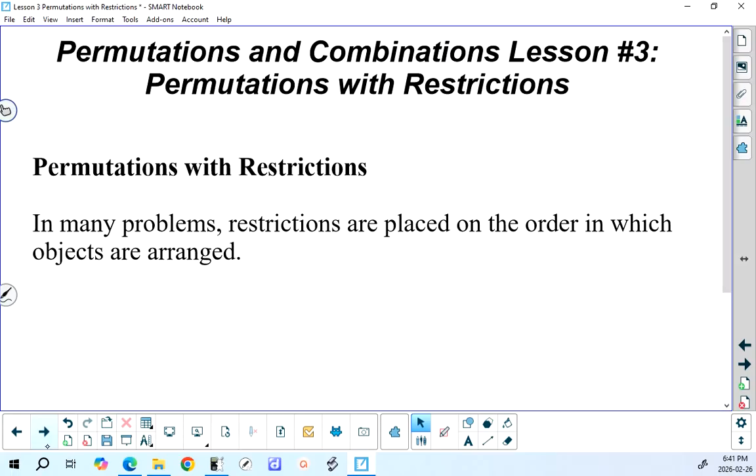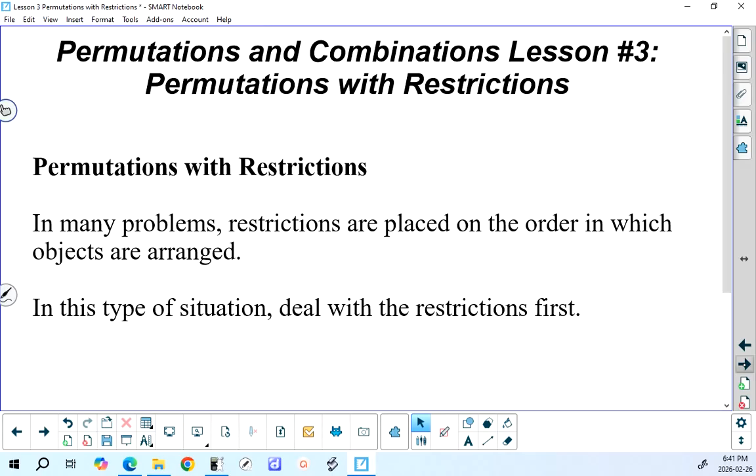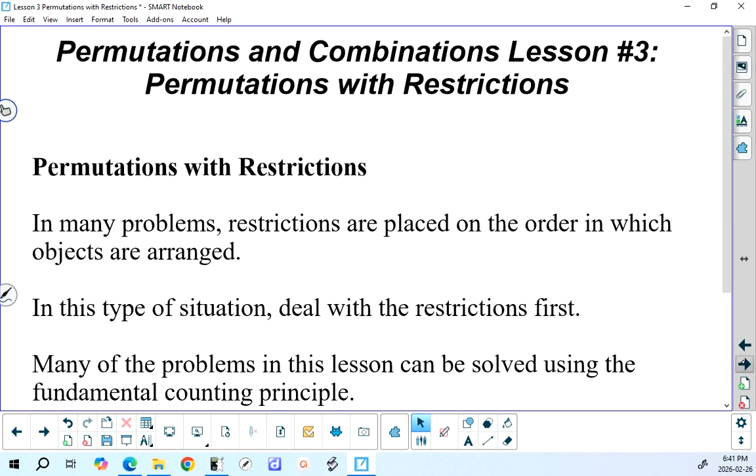The important thing to remember about restrictions is that when you start to piece together a strategy, you deal with the restrictions first. So if you use the fundamental counting principle, which is a really good strategy for many problems, you have to find the number of choices for the part that's restricted before you find the number of choices for other parts that are not restricted. Many of the problems in this lesson can be solved using the fundamental counting principle. I don't really know how many of them can be, probably all of them, but maybe not. We're going to find out.